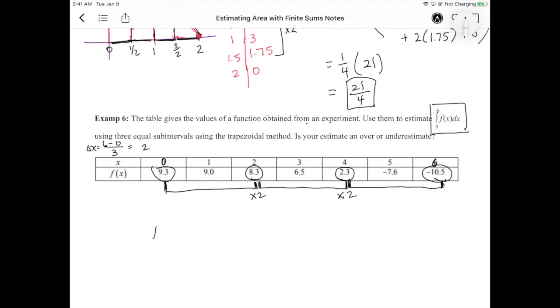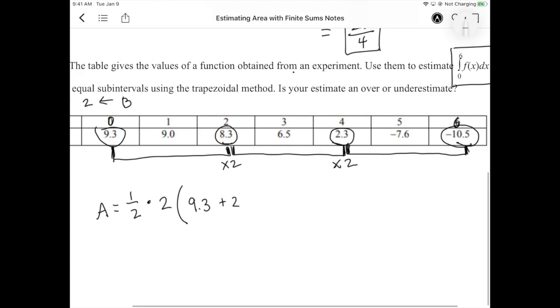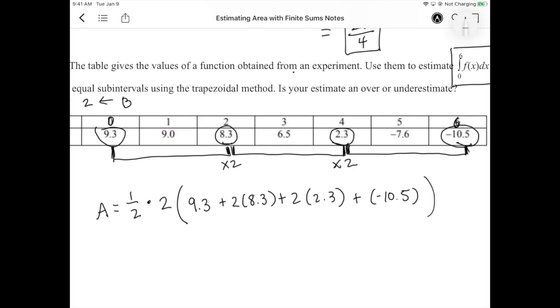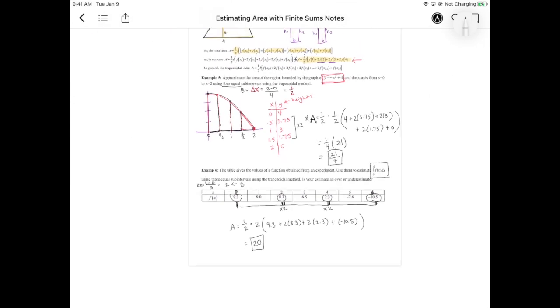So I'm going to use that same A equation. So it starts off with 1/2 times my base. My change in x is my base. So times 2. And then start adding up the heights. So 9.3 plus 2 times 8.3 plus 2 times 2.3 plus negative 10.5. Add everything up, I end up getting 20. And that is my area. That is it.